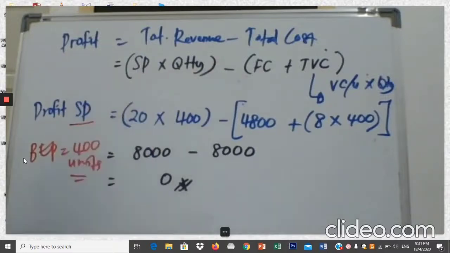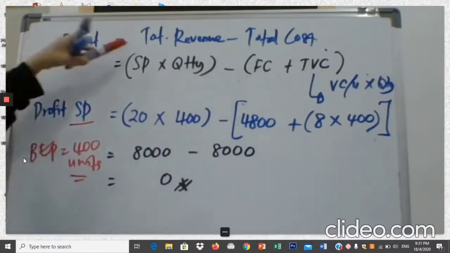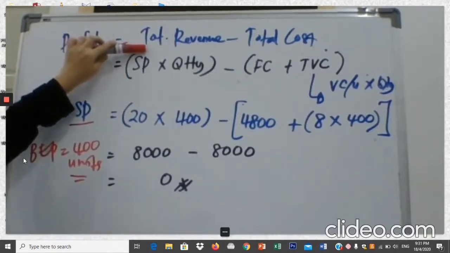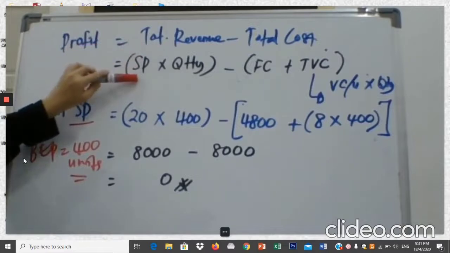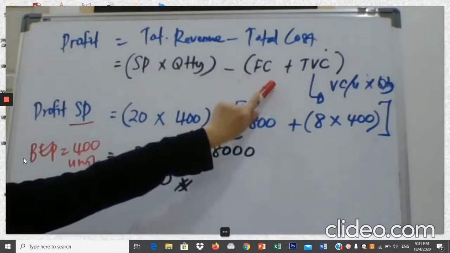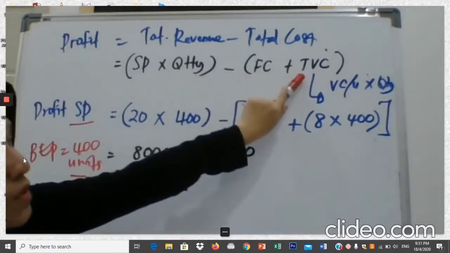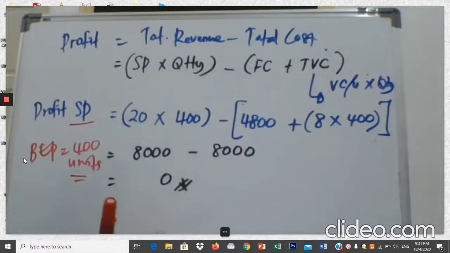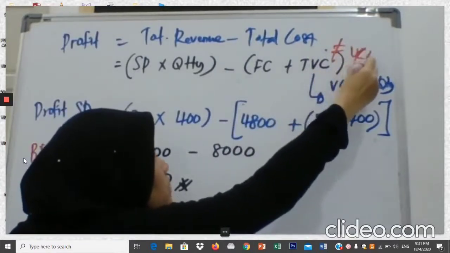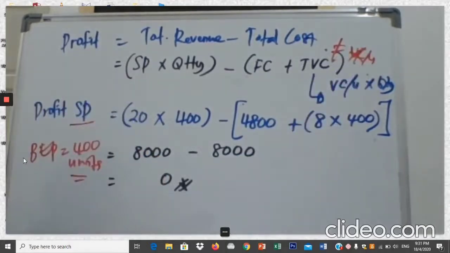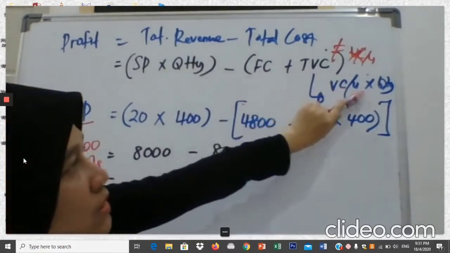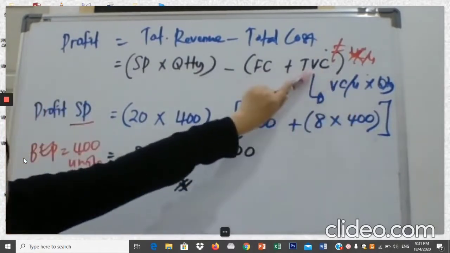Okay, profit formula as given in your textbook, this is the one. Okay, the general formula for profit is total revenue minus total cost. And we expand this formula. Total revenue is selling price times quantity, and total cost is actually fixed cost plus total variable cost. Okay, total variable cost here is different from variable cost per unit. So this is not variable cost per unit. Okay, so total variable cost here is actually variable cost per unit times quantity. Okay, that forms as total variable cost.